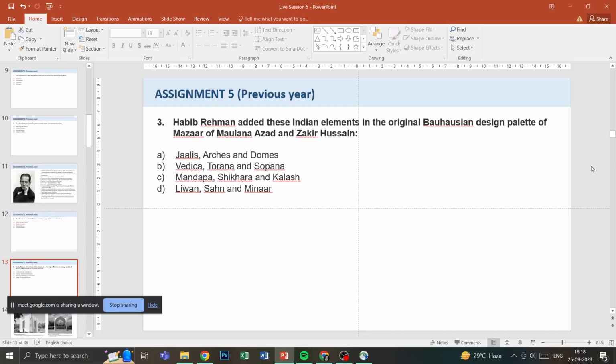Moving to question number 3. Habib Rahman added these Indian elements in the original Bauhausian design palette of the Mazar of Maulana Azad and Zakir Hussain. Mazar is an Urdu word, which basically means memorial. So we have 4 options: Jalis, arches, domes; Vedika, Torana and Sopana; Mandapa, Shikhara, Kalash; Diwan, San and Minar.